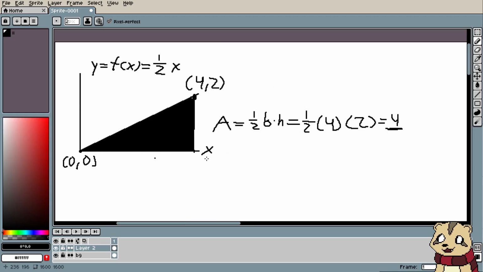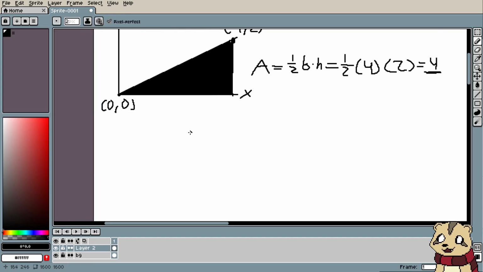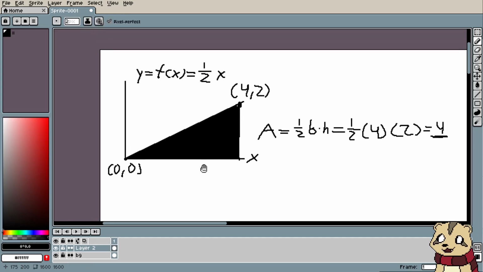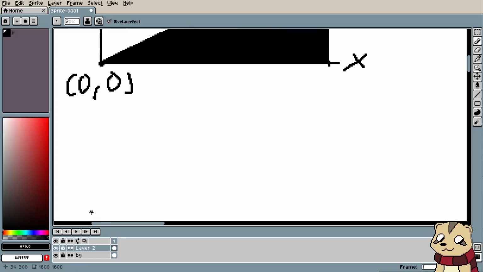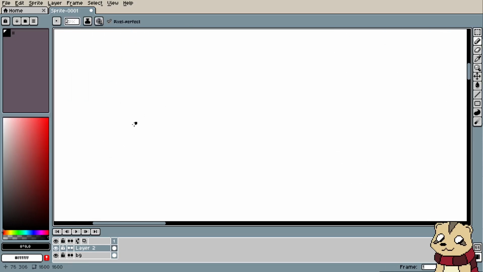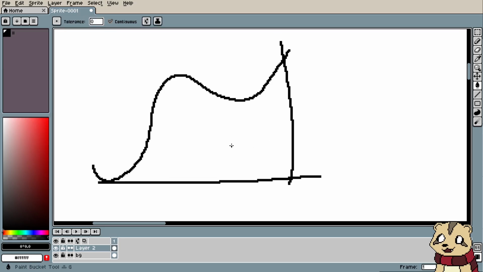So the area under this triangle is 4. Just like with the simple line for finding the slope, we don't need calculus. We can just figure it out using elementary geometry, math, whatever. So of course the problem is going to be when we take a curved line, because we don't know intuitively what the area under this curve would be.